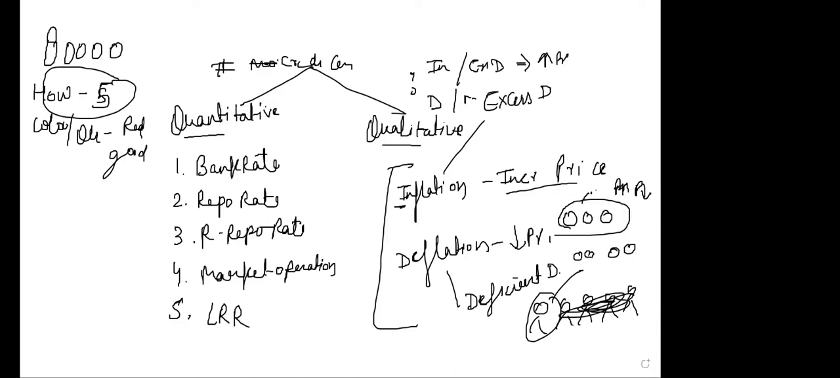Yeah. You can just give it a heading like this: how central bank controls credit. Or you can give it a heading like this: controller of credit and money supply. Or how central bank controls money and credit supply, like this.